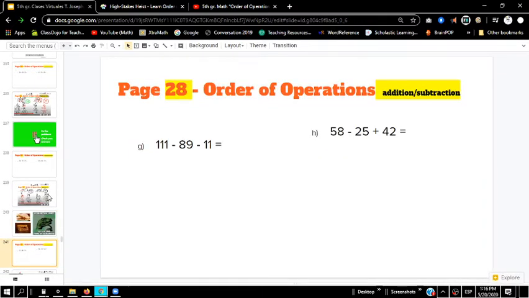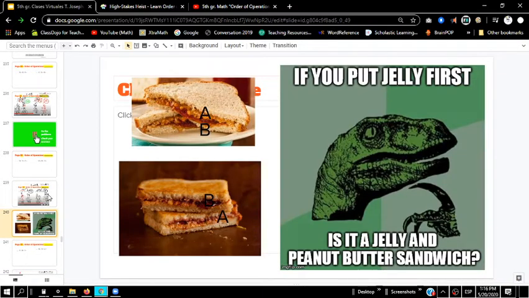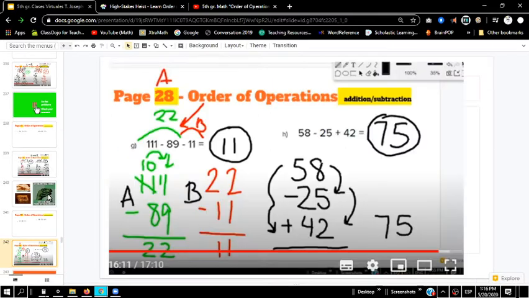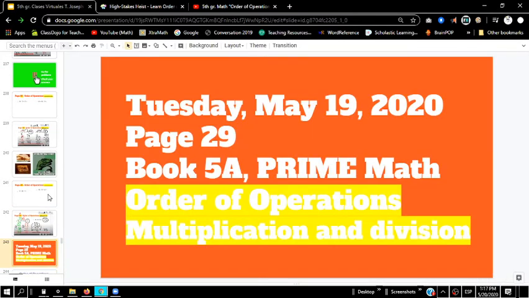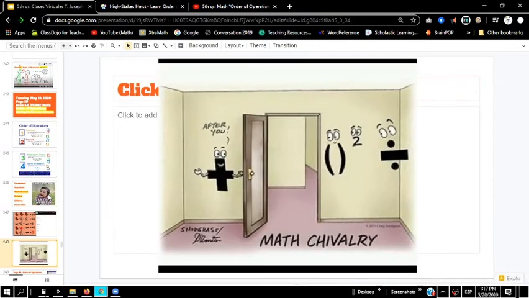Okay. Just to review, make sure that you do the steps in order. So for example, you would never want a jelly and peanut butter sandwich. It makes more sense to have a peanut butter and jelly sandwich, okay? So let's pretend that we're following the steps just to make everything just perfect, okay? So let's go to page 29, and let's go to that first problem.